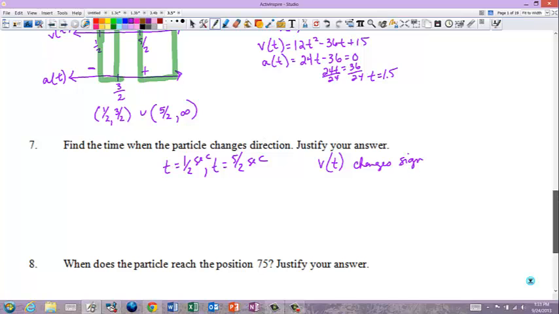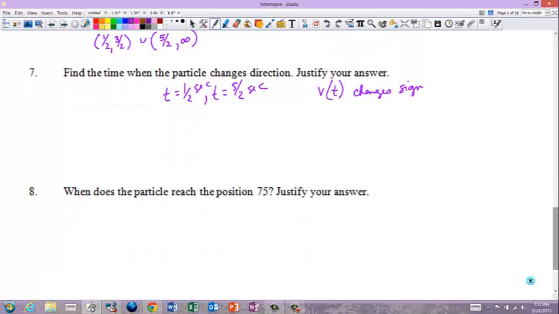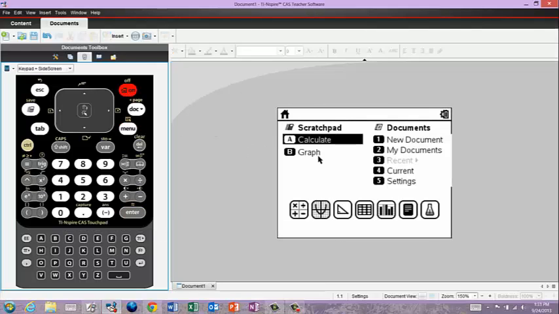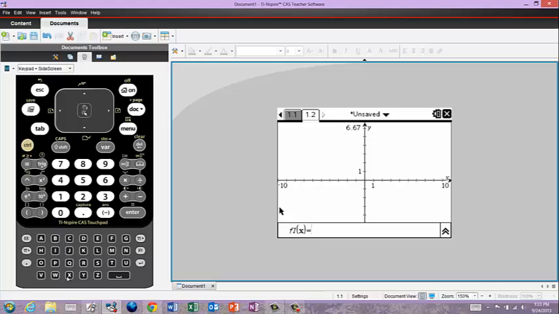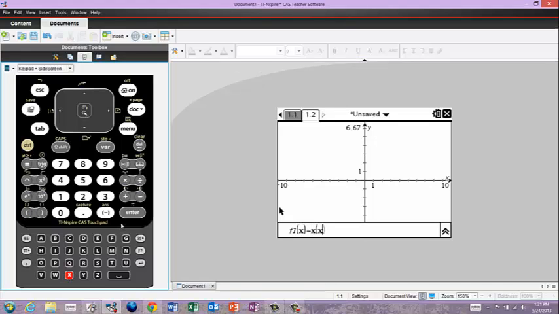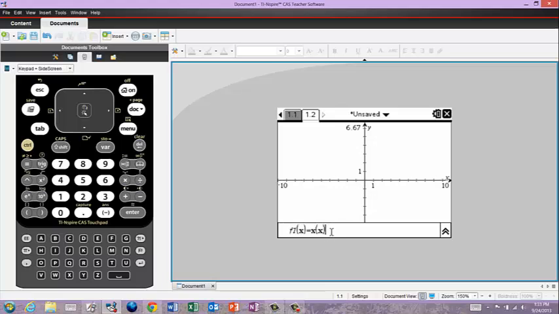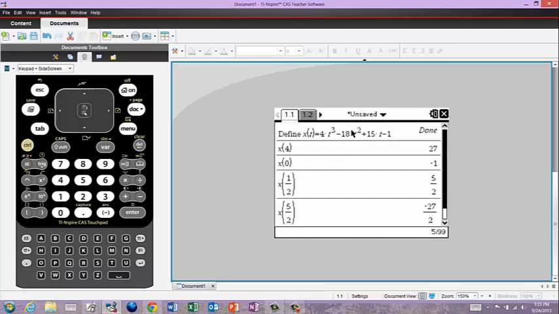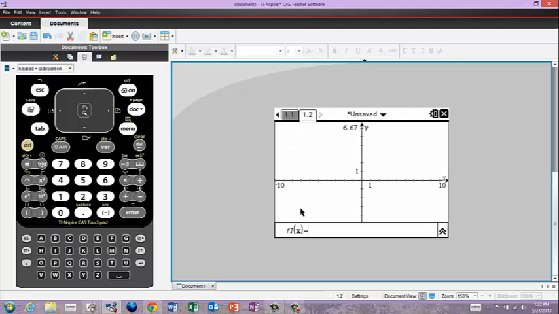When does the particle reach the position 75? Justify your answer. We're going to have to use our calculator on that. I'm going to add a graph, not on the scratch pad. I'm going to add a graph, and I want to graph x of x. Oh, it doesn't like that. I don't think that it liked the fact that I used x of whatever. I'm going to go back over here, I'm going to scroll up, and I'm going to copy that right there. Copy, and I'm going to paste it in.